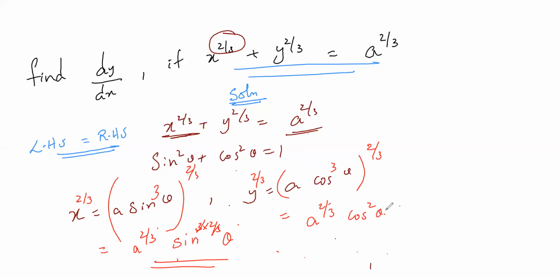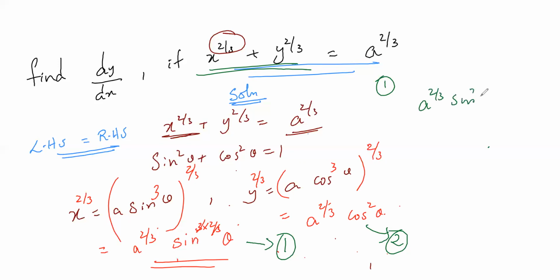Now if I'm substituting these values, which values? Equation 1 and equation 2. Correct? In this question, if I substitute equation 1 and equation 2, what will I get? I will get a power 2 by 3 sine square theta plus a power 2 by 3 cos square theta. So I can take a power 2 by 3 outside. I'll get sine square theta plus cos square theta, which is equal to 1.